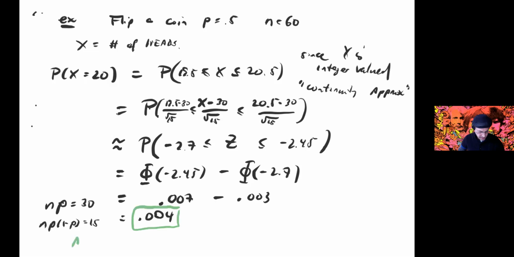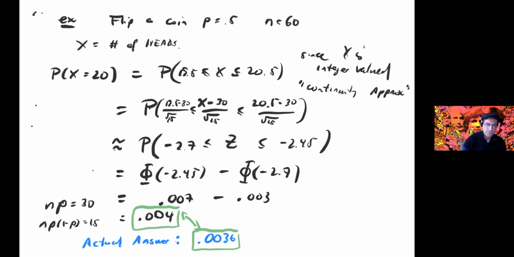Now the actual answer, if we use the binomial distribution to answer the question, is 0.0036. So this gives a fairly good approximation. These two numbers are approximately equal.